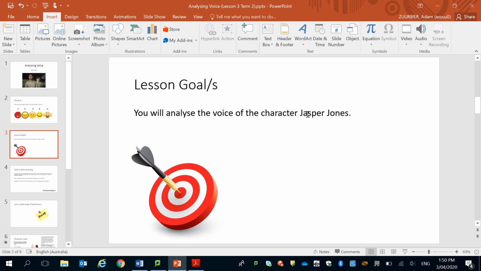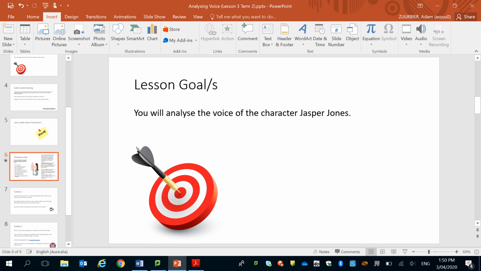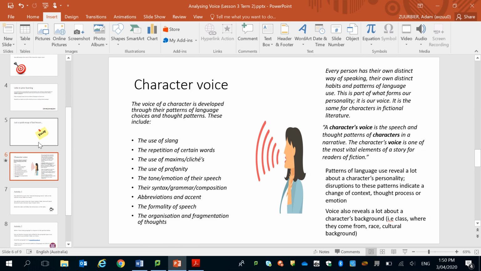And by voice, we mean his patterns of language use and those other features that comprise the voice of a character. Now, I just want to very quickly go back to something that we did last lesson, and that was, in our last lesson, we looked at in detail what a voice is. So when we're analysing voice, these are the different patterns of language use that we're going to be looking for.